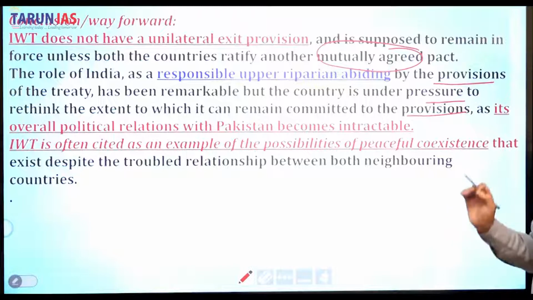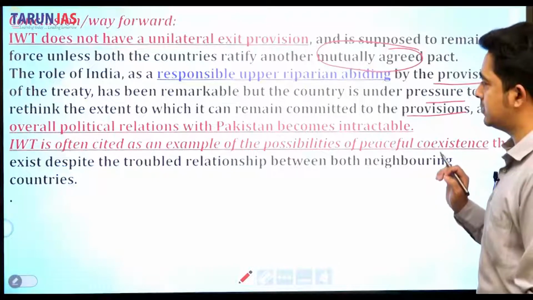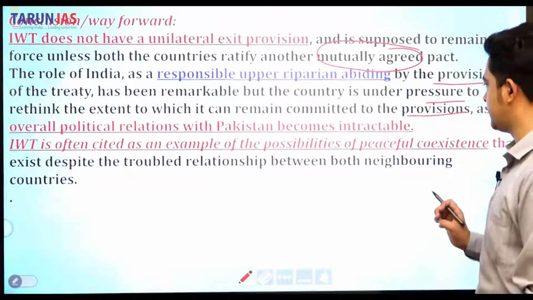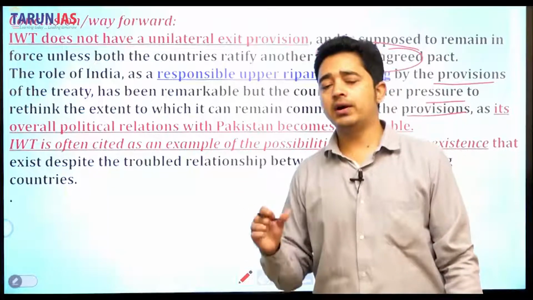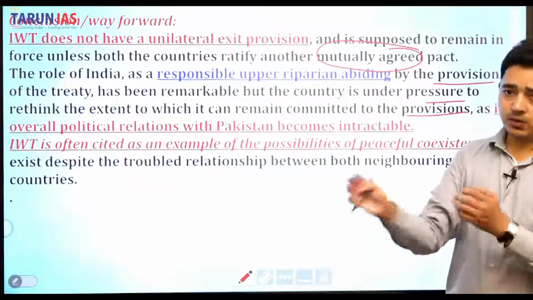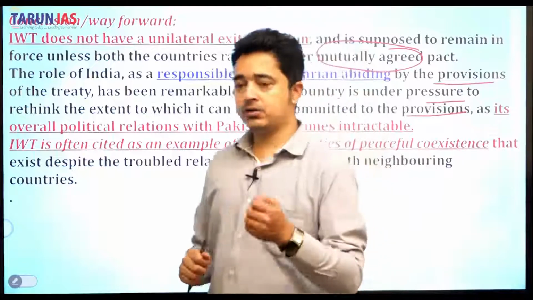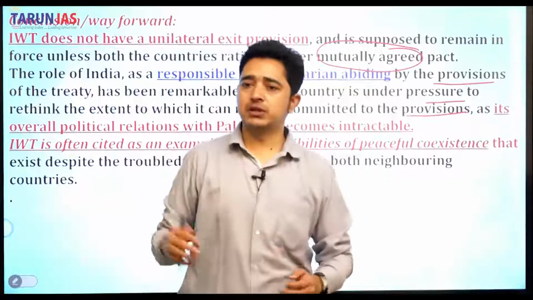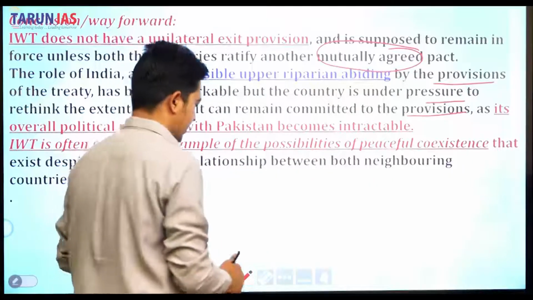So the Indus Water Treaty is often cited as an example of the possibilities of peaceful coexistence that exist despite the troubled relations between the two neighboring countries. So we got to know about the Indus Water Treaty: what role it played earlier, what the role of the World Bank was, and on the map how the rivers were flowing through the Indus waters. This is important in terms of your exam.